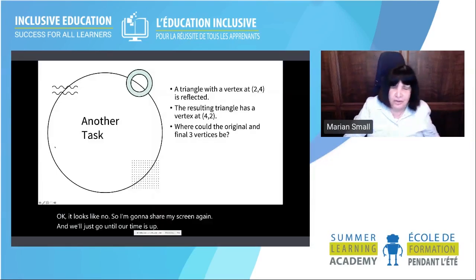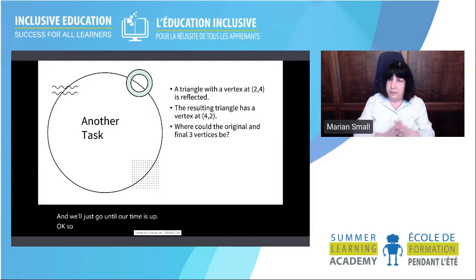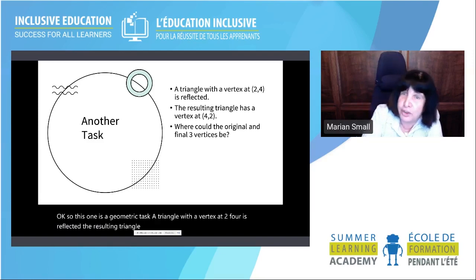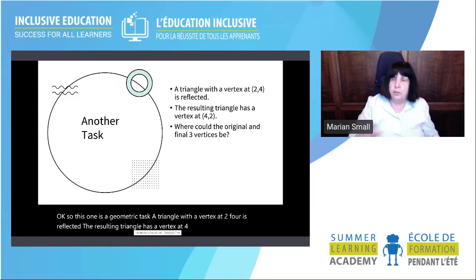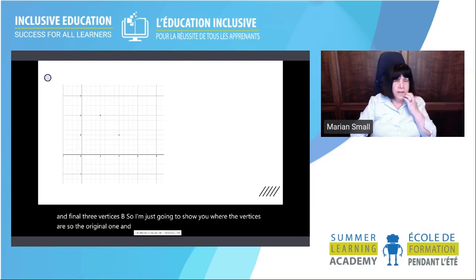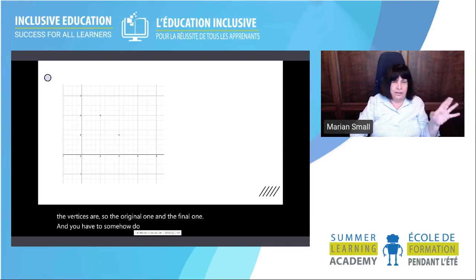Okay, so this one is a geometric task. A triangle with a vertex at 2, 4 is reflected. The resulting triangle has a vertex at 4, 2. Where could the original and final 3 vertices be? So I'm just going to show you where the vertices are, the original one and the final one. And you have to somehow do triangles and make a reflection happen.